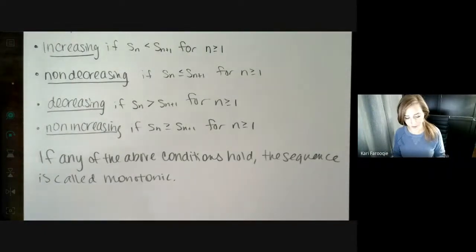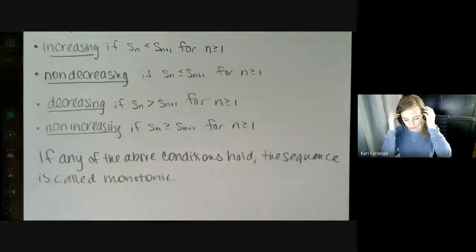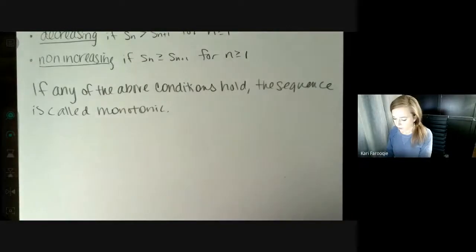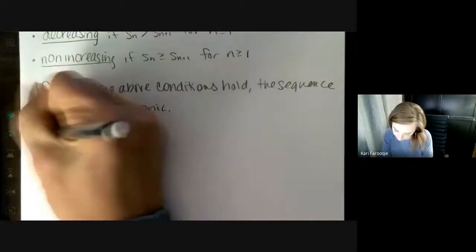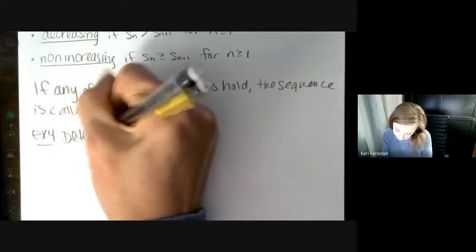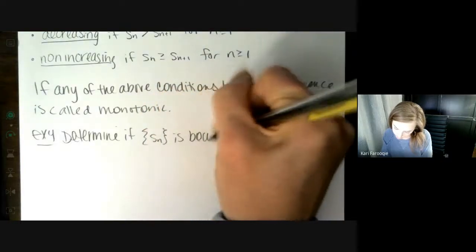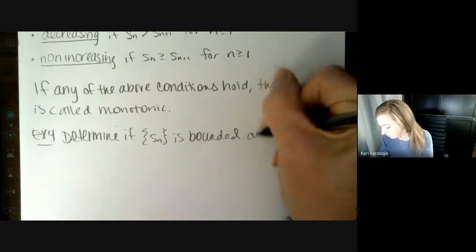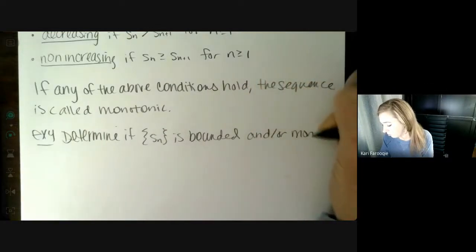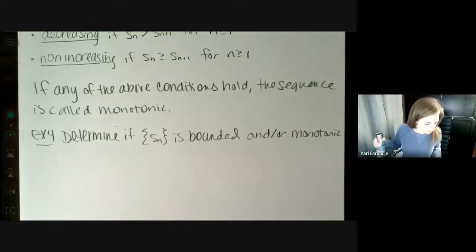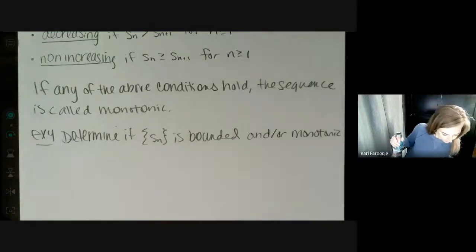Let's see. Determine if the sequence is bounded and or monotonic. That will be our last example. I want to say it's example 4. Determine if S sub n is bounded and or monotonic. There will be a couple of problems on your homework that cover this, but not a ton, just a little bit to sort of get your feet wet.